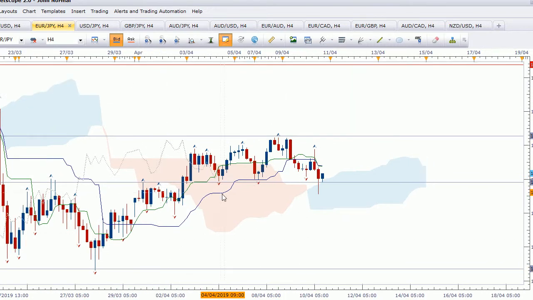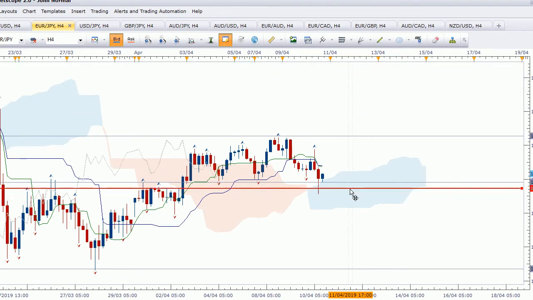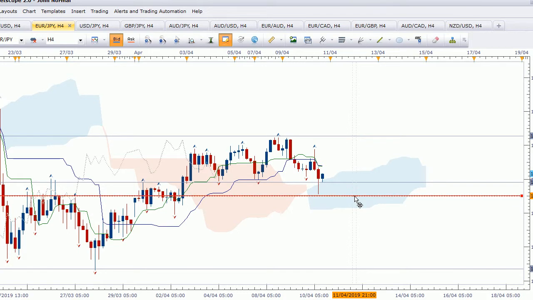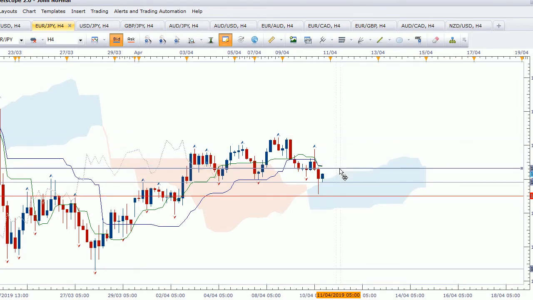Okay, so as you can see here, we're sort of trading between here. There's not really a trade. If we were really desperate for a trade, we could probably trade this and try and get it up to here. But I'm going to borrow this red line. We'd have to put a stop loss below there at least.